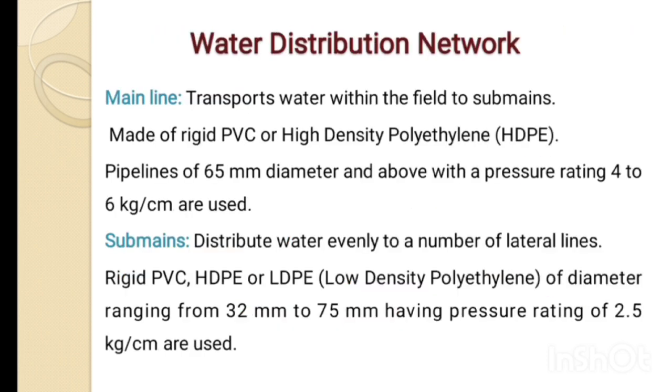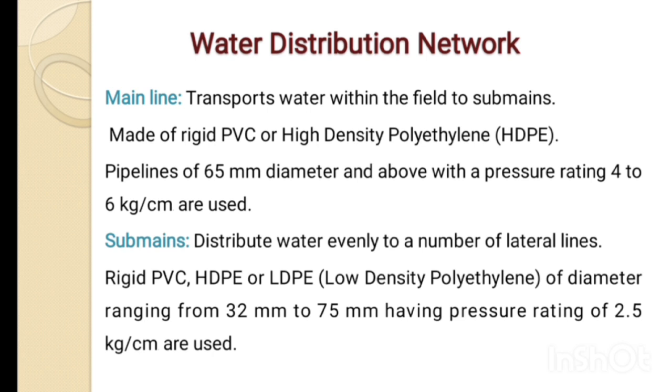So first, water distribution network. The main line transports water within the field to submains. Usually the main line is made of PVC or high density polyethylene and its diameter is 65 mm with a pressure of 4 to 6 kg per centimeter square. And submains distribute water eventually to the number of lateral lines. It is made of PVC, high density polyethylene or low density polyethylene.